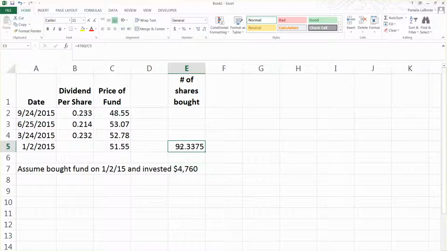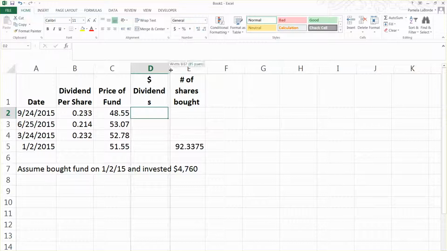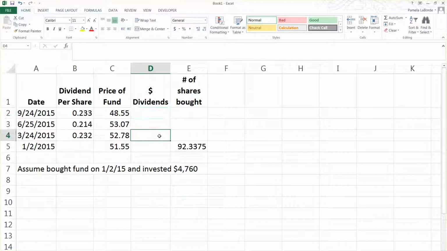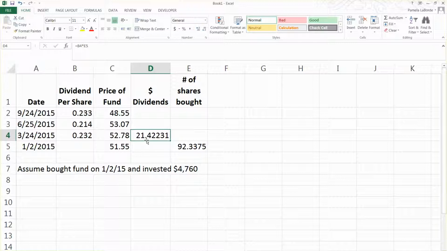That means that she bought 92.34 shares of the fund on January the 2nd. That is going to impact the dollar dividends that she would get if she received them as dividends. So here, I'm now going to say, well, all right, on March the 24th, they paid dividends of 23.2 cents a share, but she owned 92.33 shares. So she would have gotten dividends of $21.42 if she had elected to just have that cash put into her account.